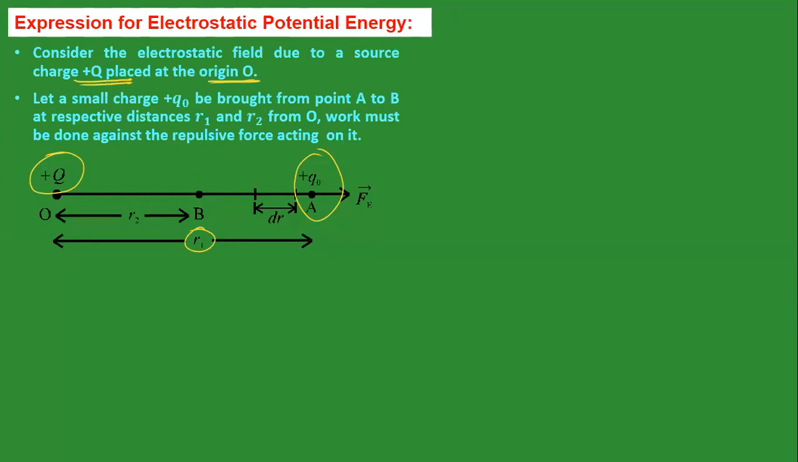Now let a small charge plus Q0 be brought from A to B. So we have to bring this charge from A to B. R1 and R2 are the distances of A and B from the charge. Work must be done against the repulsive force. Pay attention, both are positive charges, so there is a repulsive force, and work must be done against that repulsive force.